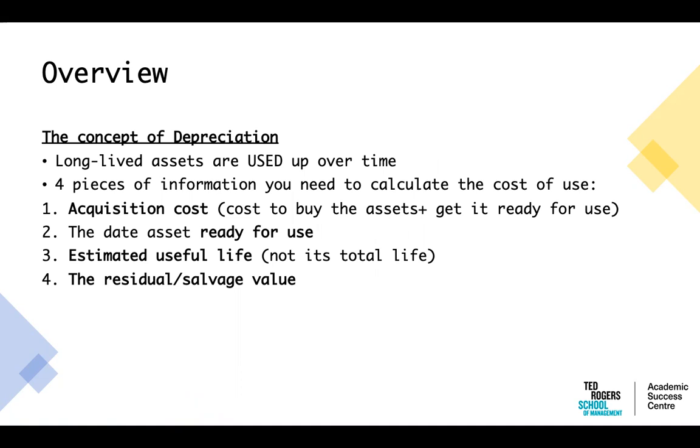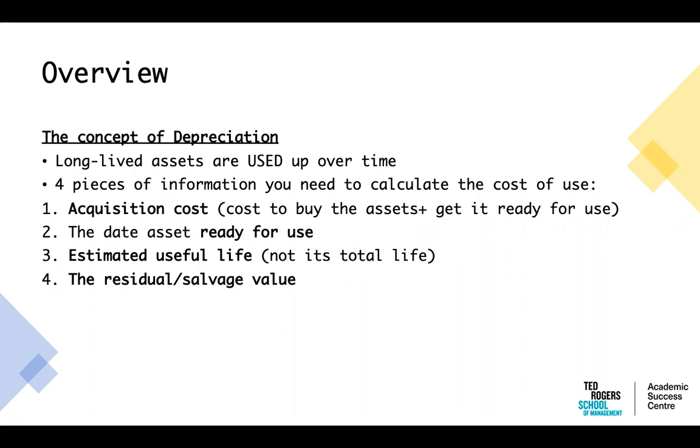There are four pieces of information that we need to calculate the cost of use. The first is the acquisition cost. This is basically the cost to buy the asset plus getting it ready for use. The second is the date the asset was ready for use. The third thing is the estimated useful life. This is how long the business will keep and use the asset.